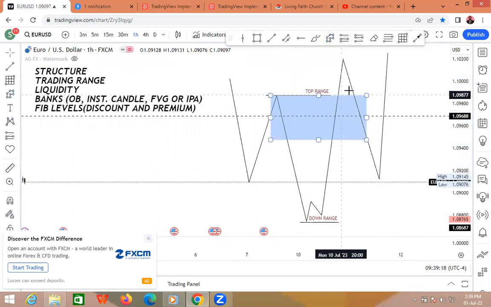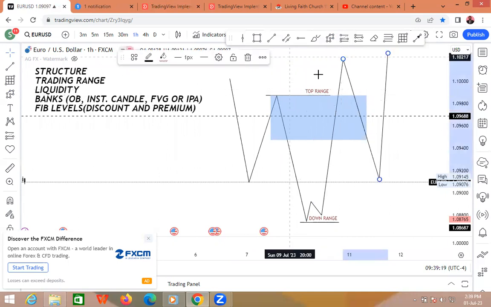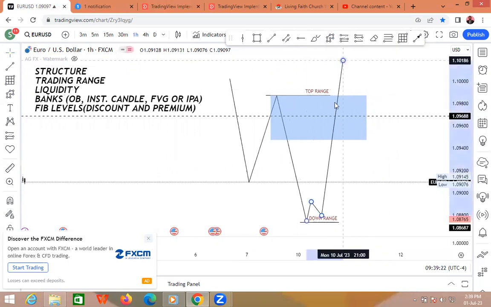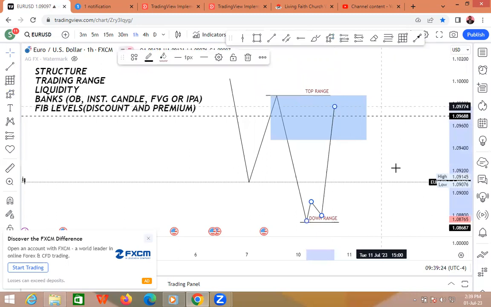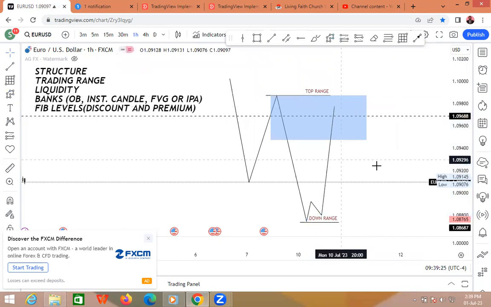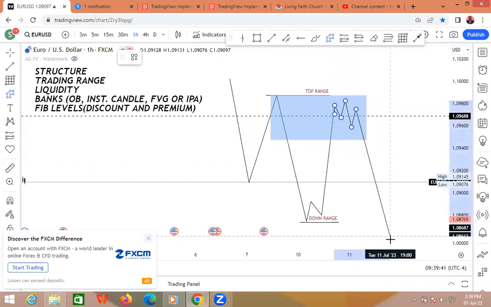But when price has not broken, this is my trading range. I know that when price comes here, I want to look for a lower time frame entry. If price now comes here, I want to look for the same formation. What's the formation? Price should give us something like this. Price should break structure, retest, and then we can go down. This is the formation I must look for.